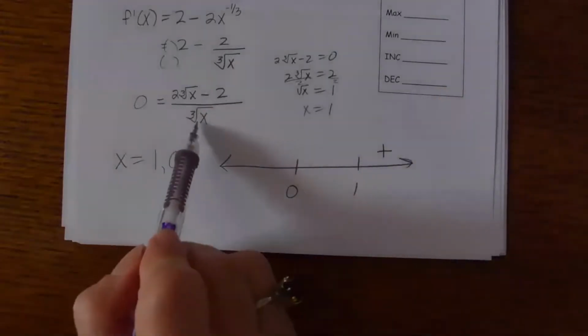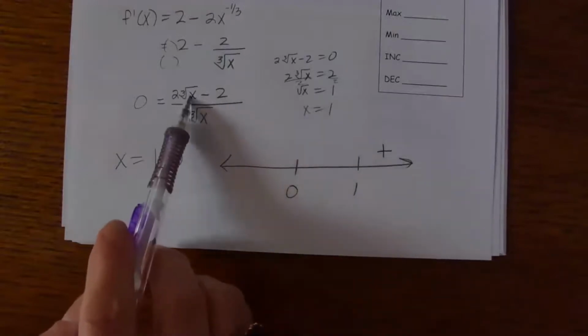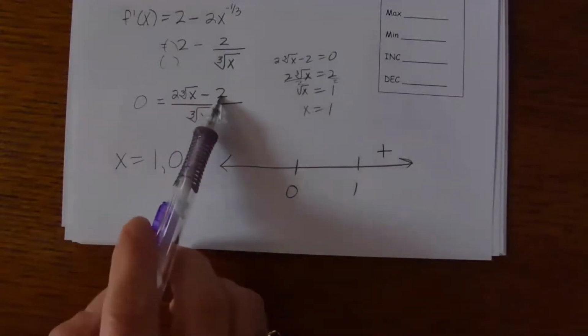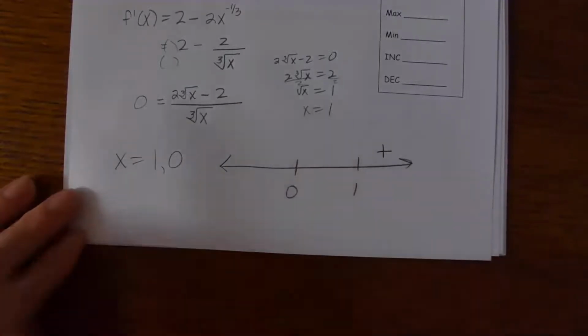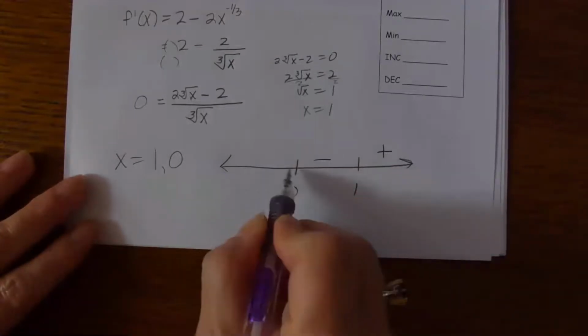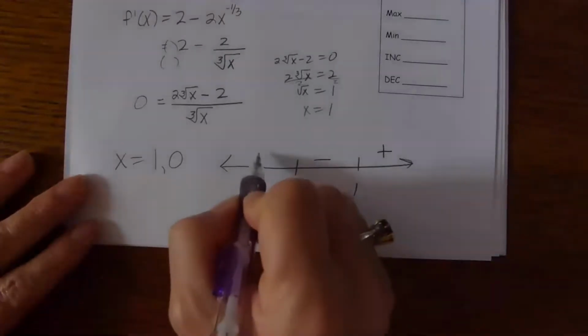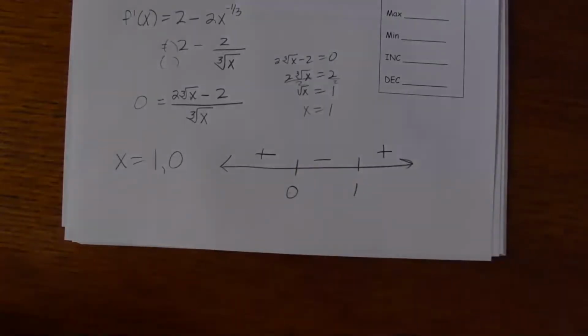And you could plug it into this one. You know the bottom's positive. If I plug a 2 in, the cube root of 2 times 2 is going to be bigger than 2, so it's going to be positive. So if this is positive, what are we doing from 0 to 1? Negative. And what are we doing after 0? Or before 0? Positive.